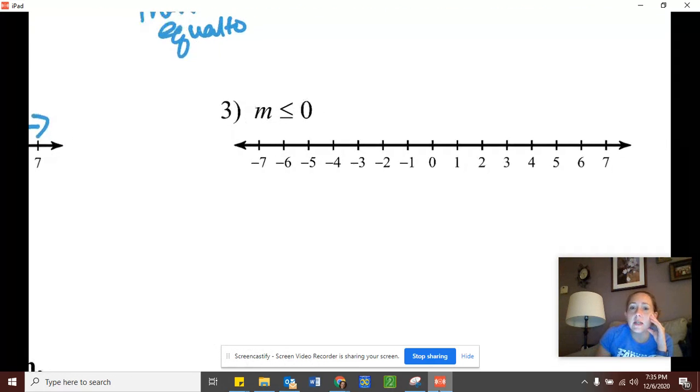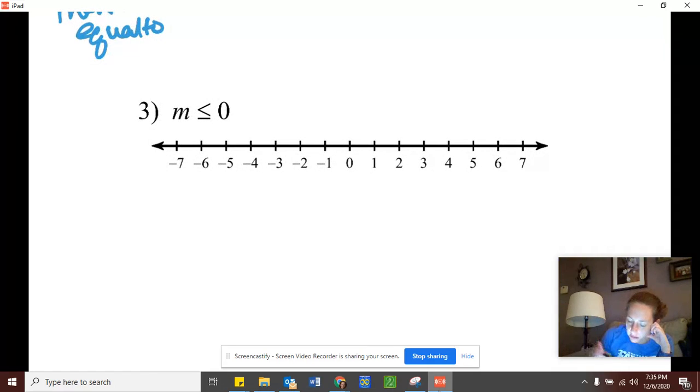If you have something like this, my starting point will be 0. But since I do have a line under it, 0 is included in my solution set. The answer could be 0, but it could also be all these numbers less than 0. So I'm going to draw a line and make an arrow being all those numbers forever, under any number that is less than 0 or 0. Okay, cool.